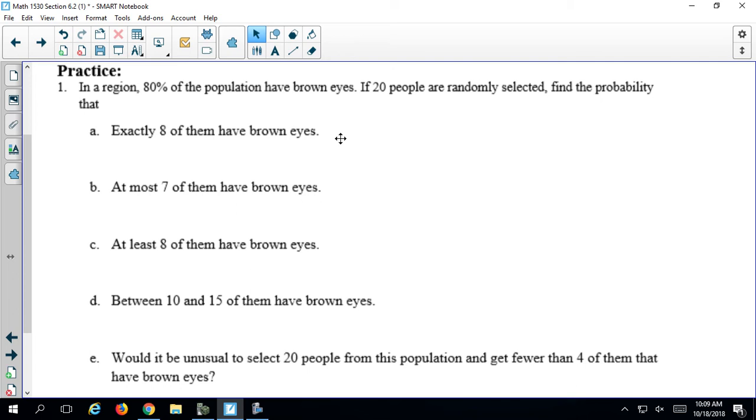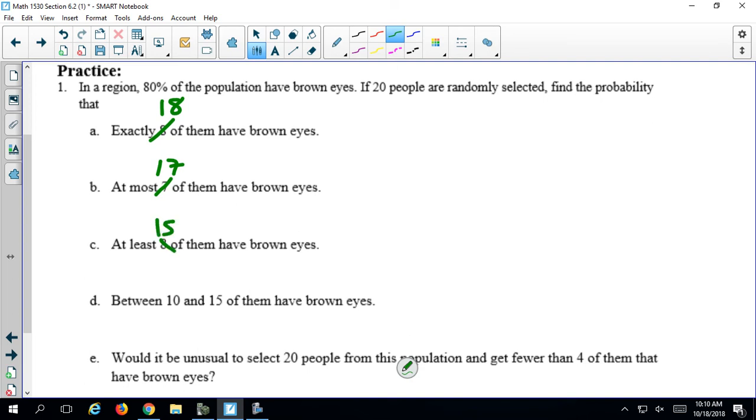But it says in a region, 80% of the population have brown eyes. If 20 people are randomly selected, find the probability that exactly... Let's change this to 18 instead of 8. I don't like 8. Let's make it 18. Let's make that 17. Let's make this 15. Let's make that 14.